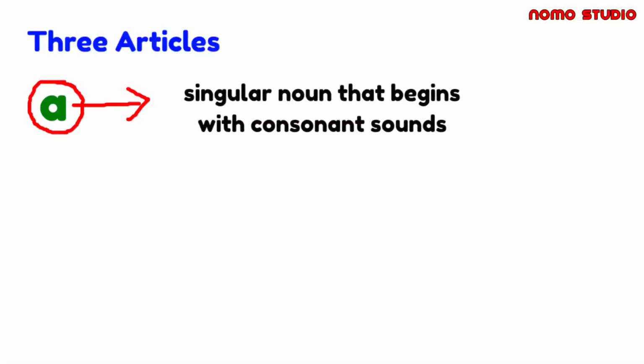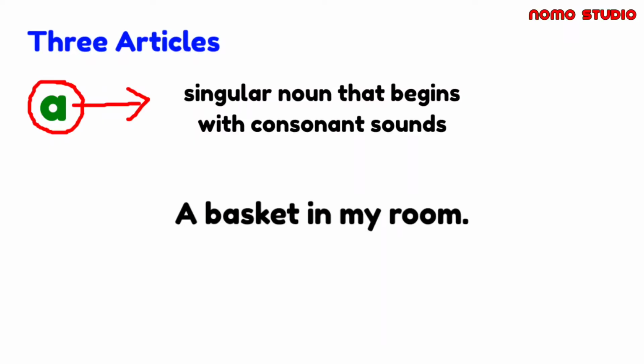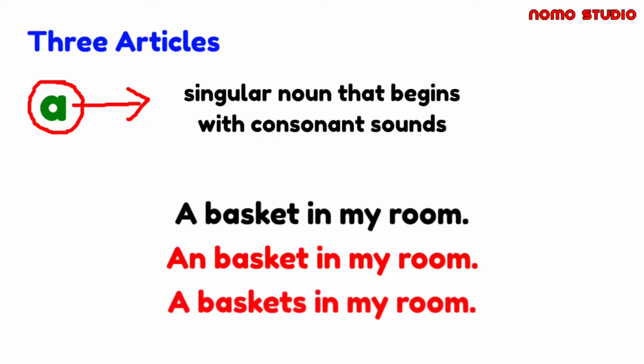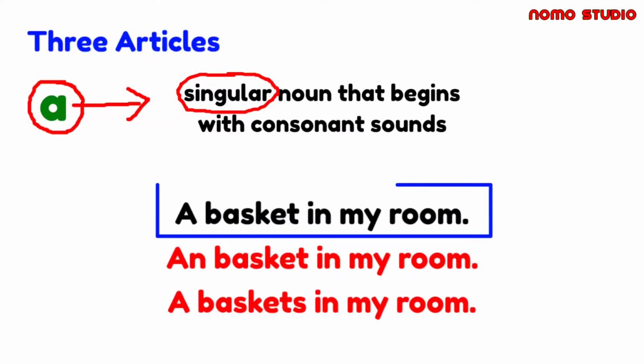Also, remember that the article a is only used before a singular noun that begins with a consonant sound. Example: a basket in my room. We cannot say an basket in my room. The baskets in my room is also wrong, since we need to consider that the noun must be in singular form. This is correct, since the noun is singular and the noun begins with a consonant sound.